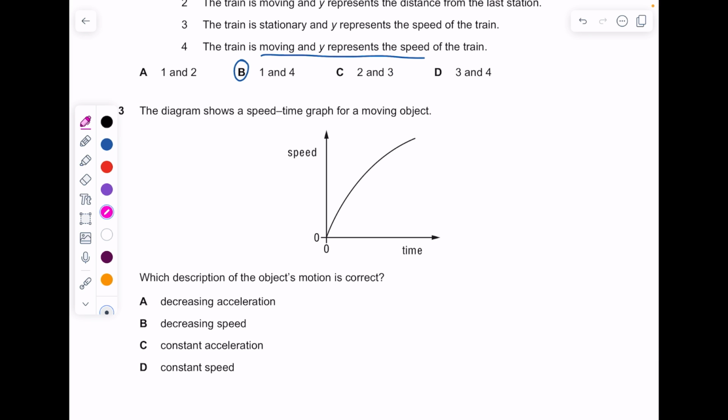The diagram shows a speed time graph for a moving object. Which description of the object's motion is correct? So we can see the speed increasing over time, so that means that acceleration is occurring, but because that graph line is less steep, it means that it's decreasing acceleration.